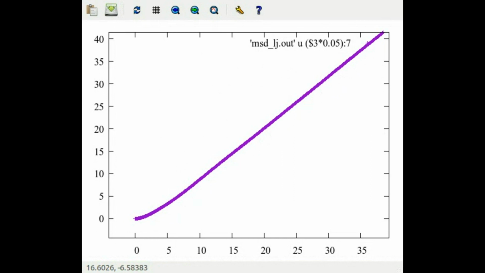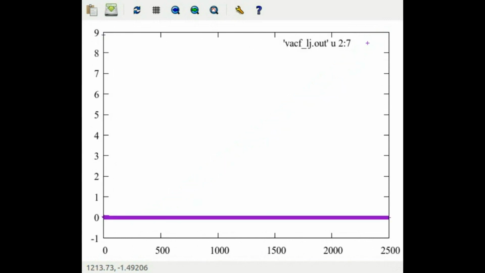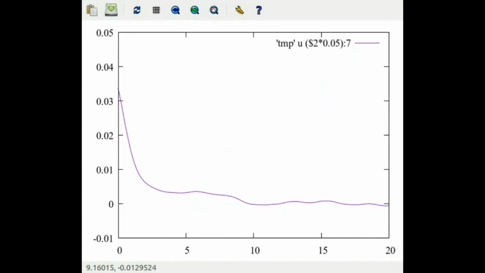property of interest that I've mentioned in this code is the velocity autocorrelation function, i.e., how quickly does a particle forget its orientation? Here we go. So our velocity autocorrelation function tells us how quickly a particle forgets its initial velocities.